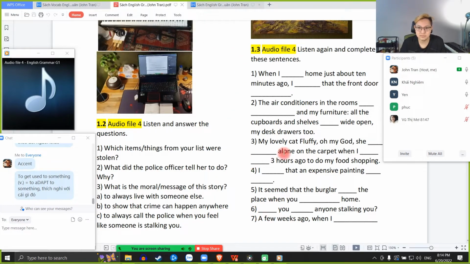Oh my god, she was sleeping alone on the carpet when I went out 3 hours ago to do my food shopping. I love her very, very much. Please find her. Don't worry, miss. We will try our best to find her. I've dispatched a team to your location now. We need to make sure you are safe and the burglar isn't there anymore.